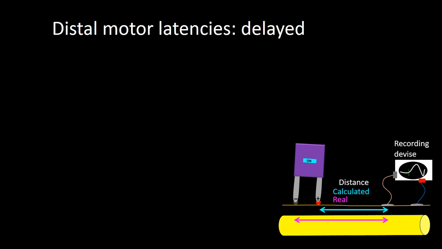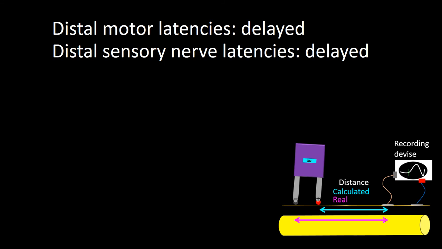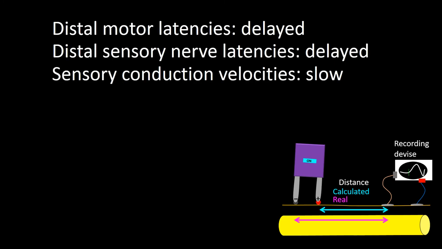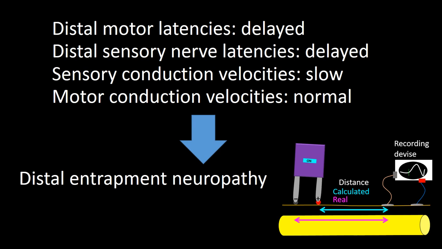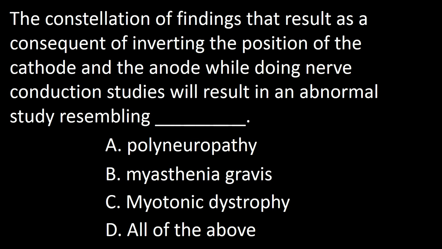The constellation of findings occurring as a consequence of inverting the positions of the cathode and the anode include a delay in distal motor latency, a delay in distal sensory nerve latency, a slowing of sensory conduction velocity, but normal motor conduction velocity. This constellation of findings may suggest a distal entrapment neuropathy and polyneuropathy. So the answer to this question is A.